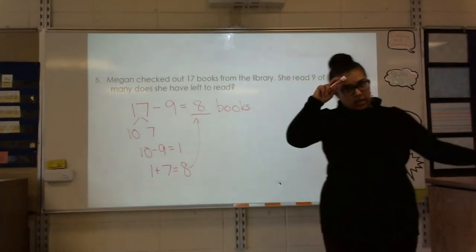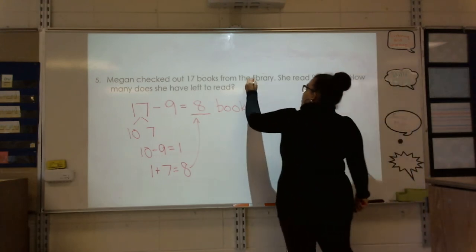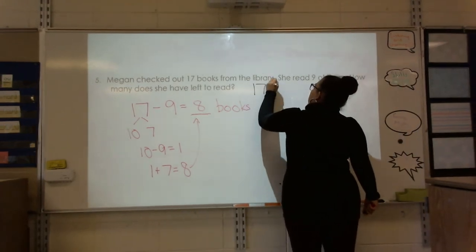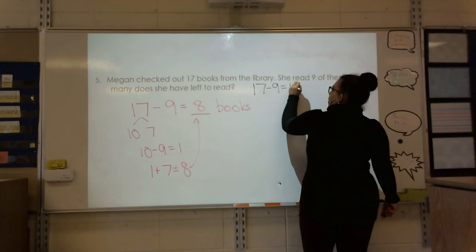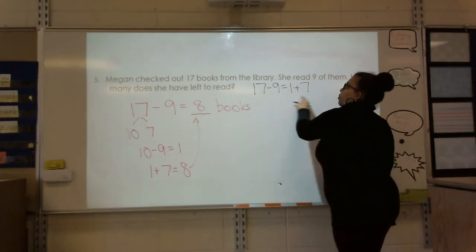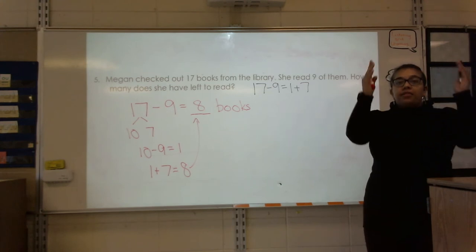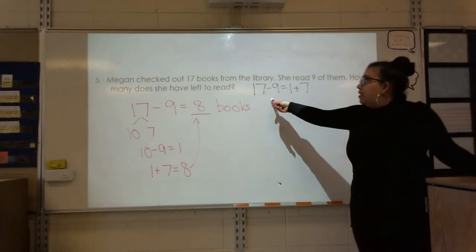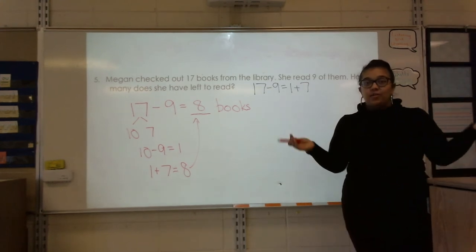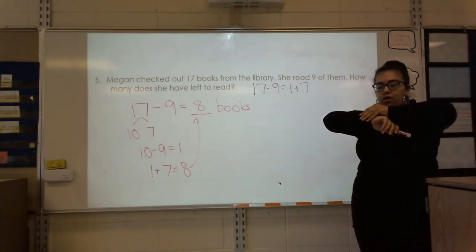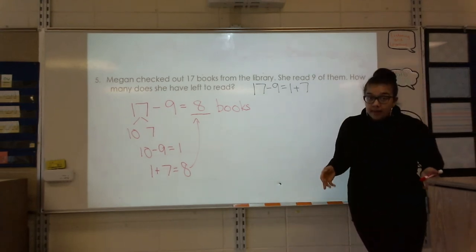So, just thinking about this, is this true or false? 17 minus 9 is equal to 1 plus 7. That is true. We just saw that this is 8 and that is 8. 8 equals 8. They match. They are the same. You don't believe me? All right, let's draw a picture.